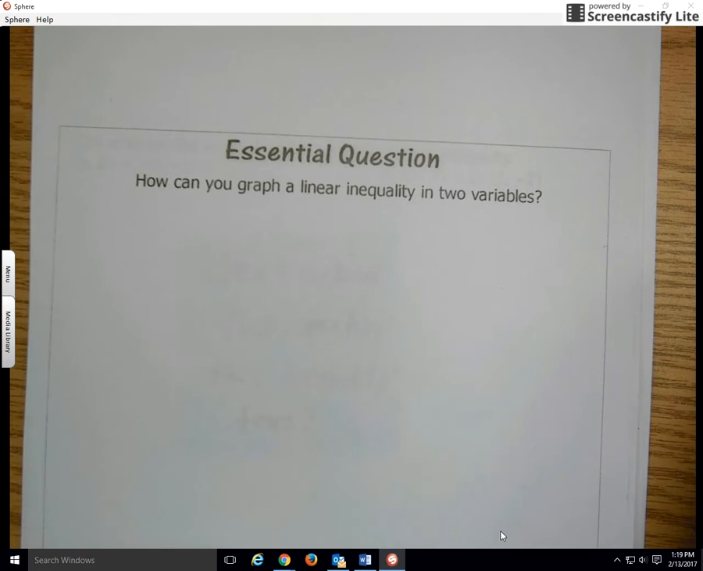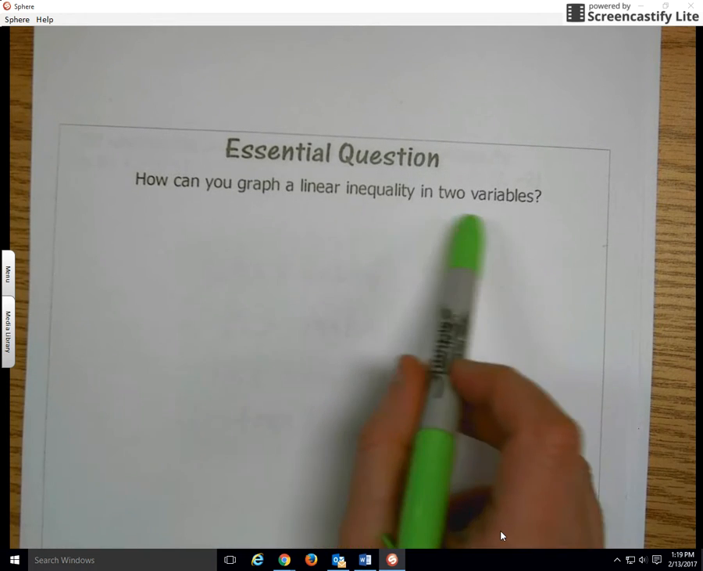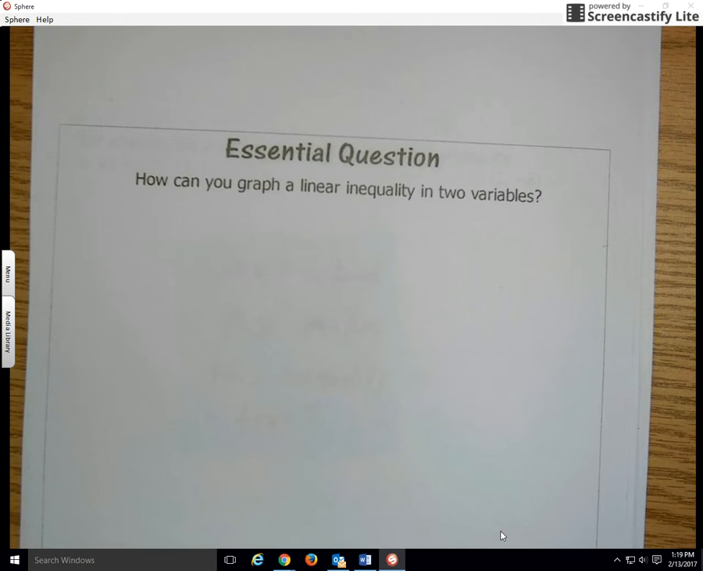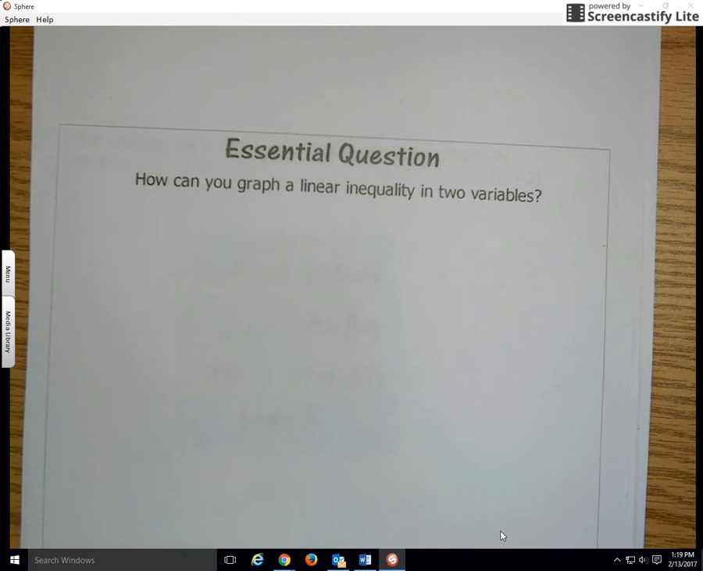We know how to graph something when it's not an inequality, but what if it's an inequality and in two variables? So how do we graph a straight line when there's inequalities with an x and a y? Let's find out. That's a good question.